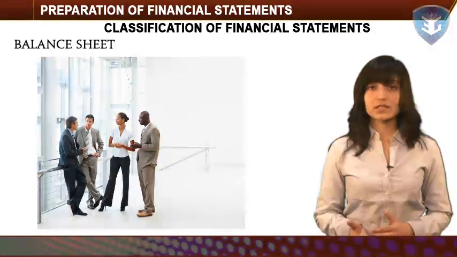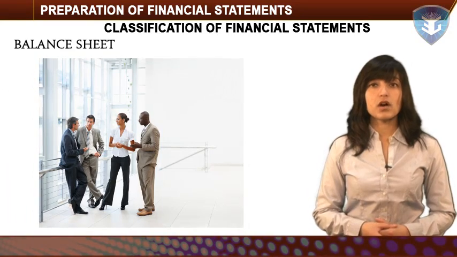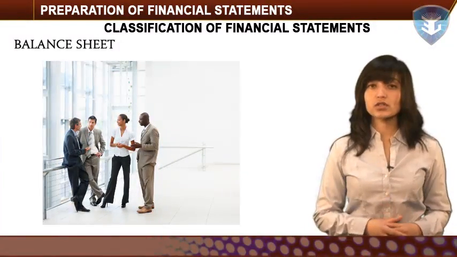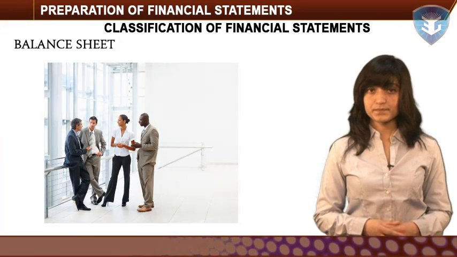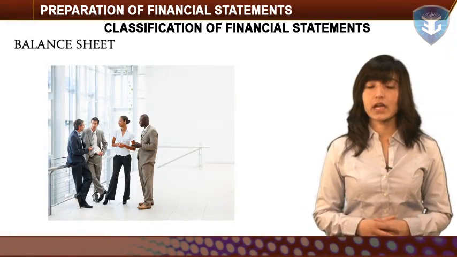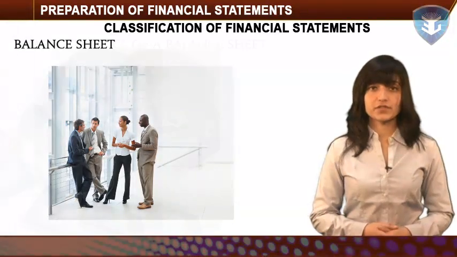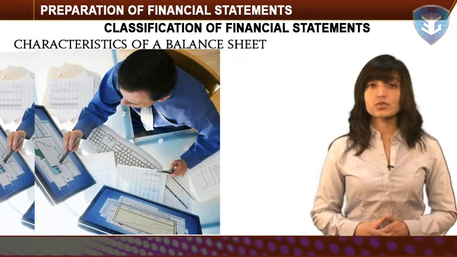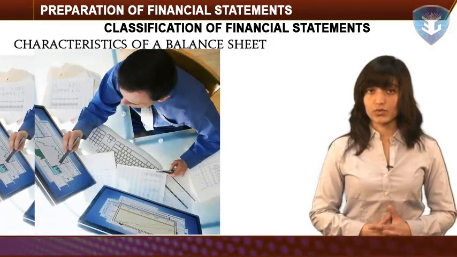balances, debits and credits carried forward after an actual and constructive closing of books of account and kept according to principles of accounting. In the balance sheet, assets are represented on the right side and liabilities are shown on the left side. Characteristics of a balance sheet. The characteristics of a balance sheet are as follows.